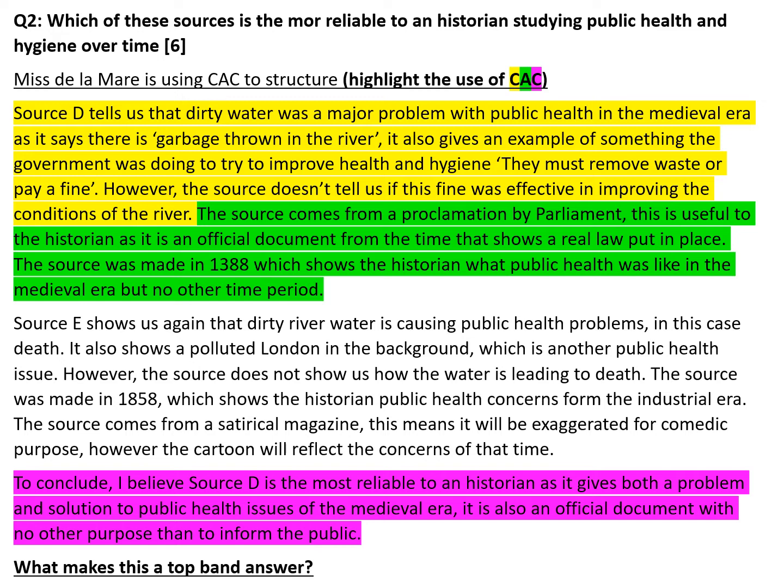To conclude, I believe source D is the most reliable to a historian because it gives a problem and a solution to public health issues of the medieval era. It is also an official document with no other purpose than to inform the public.